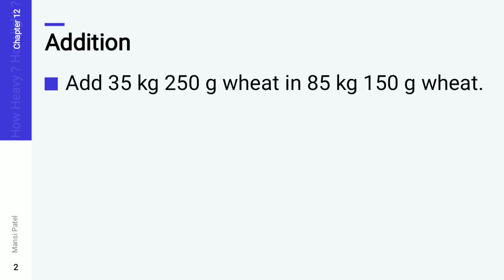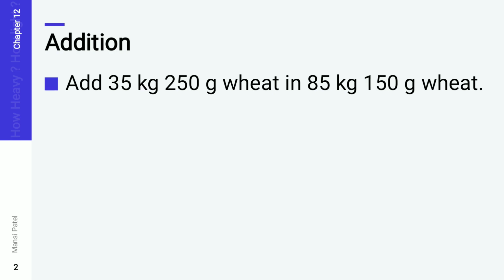First, the addition. In this, you have to add 35 kilogram 250 gram wheat to 85 kilogram and 150 gram wheat. So see here, both the quantities are given to you. First kilogram is given, then gram is given.